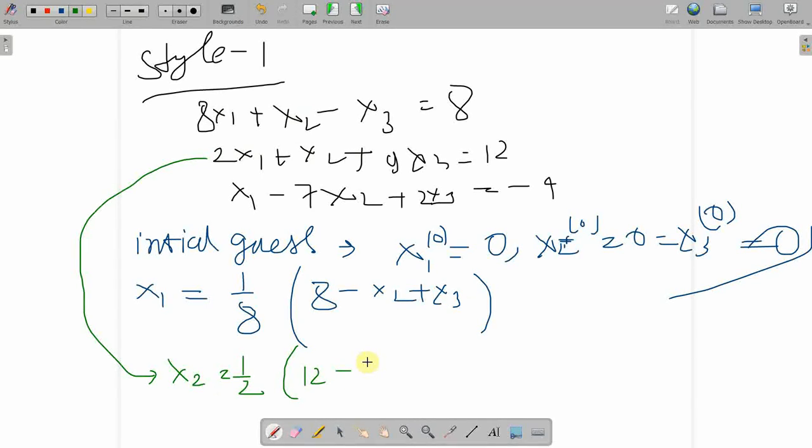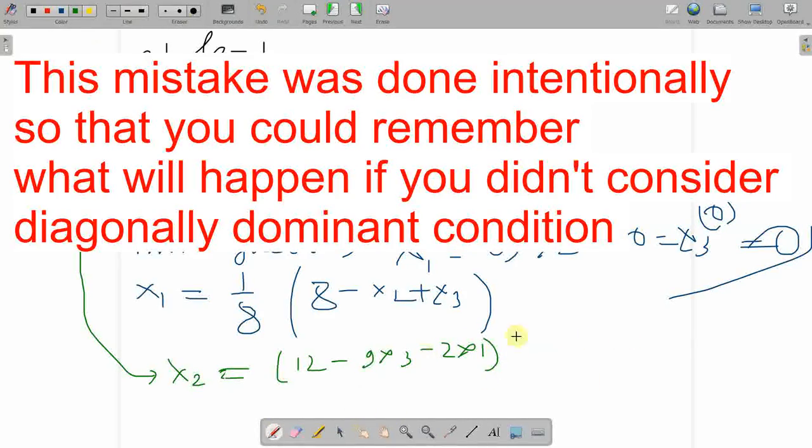Twelve minus... it's not two, right? Yes, sir. Okay, so here it will be one, so it will be 12 minus 9x3 minus 2x1, or minus 2x7 minus 9x3.